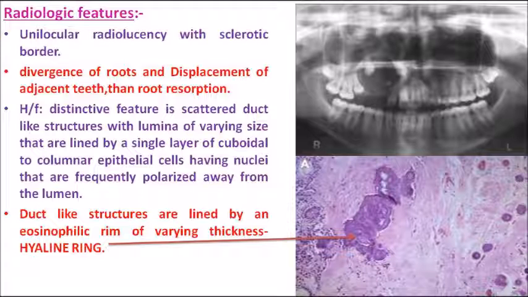Okay, the roots will not be resorbed, but instead there will be divergence of the roots, and it is mostly seen in the anterior maxillary region as a unilocular radiolucency. Okay, and as I told you, as the name implies, it contains duct-like structures. These duct-like structures are lined by an eosinophilic rim of varying thickness, which is called the hyaline ring. So that is given in the second image. Hyaline ring appearance is seen in the adenomatoid odontogenic tumor surrounding the duct-like structures in the epithelium, and it is a classical feature in case of AOT.